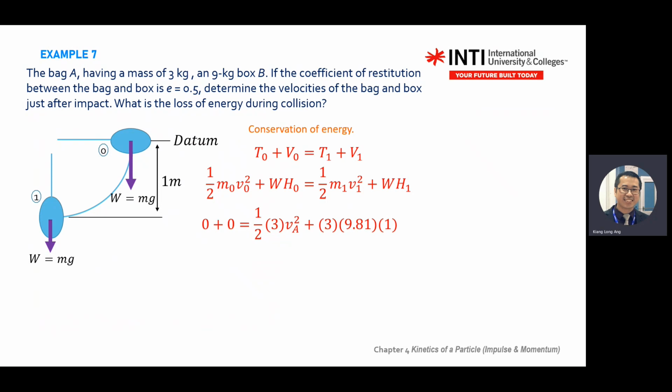There's a typo error in my solution. So when you rearrange, you'll get positive VA. Okay, make sense? Here square, you have two answers. One positive, one negative. You take the positive one, because if you take negative it means you go in another direction. So there's a typo error in my solution here on the slide. Datum below, it should be negative 1, not positive 1.